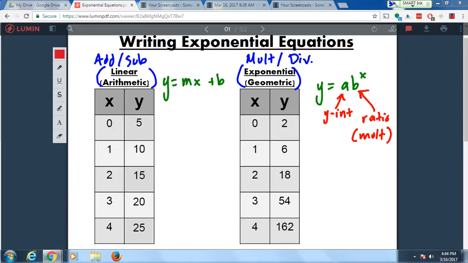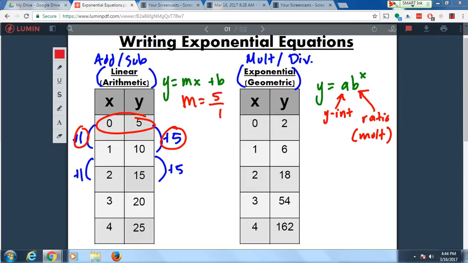So let's look at these two tables and figure out how to write an equation for both of them. If we look at the y's, we're adding by 5. We'll just double check here, 5. Here we're adding by 1. No big deal. So our slope is 5 over 1. And the b, of course, is the one next to the 0, so b equals 5. Now, when we write an equation, we write y equals, the m is 5 over 1, x plus 5.